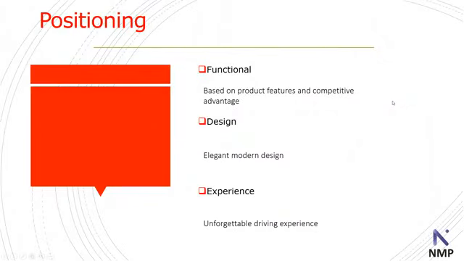Then the positioning from the STP strategy, the P, the last part. On Toyota, it's a product which is functional, based on product features and competitive advantage. Design: elegant, modern design. And the experience, the unforgettable driving experience, the promise. Essentially, how you want your customer to think of you, which are the characteristics they will have in mind when they think of Toyota Corolla.